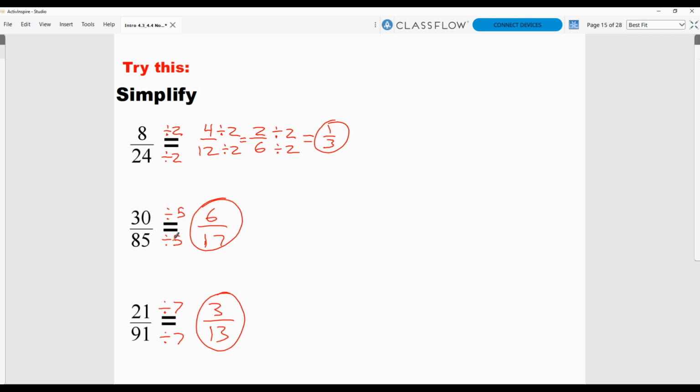All right, take a look at this one. This one's just one step. Both of them got divided by 5. We ended up with 6 over 17.